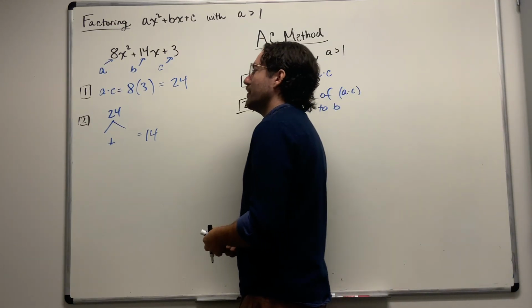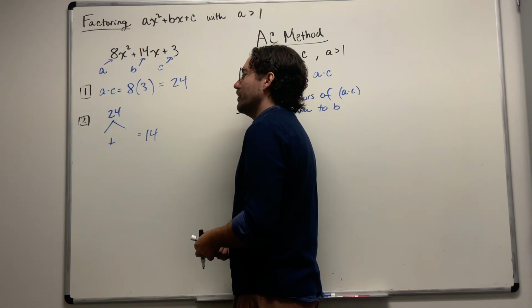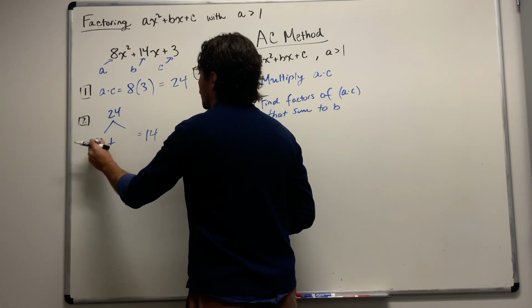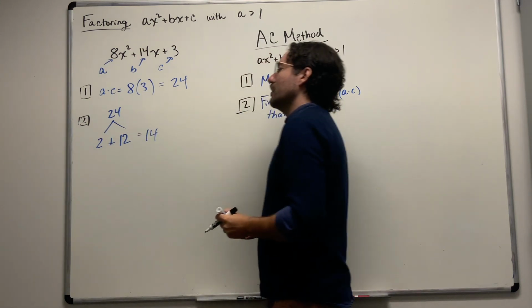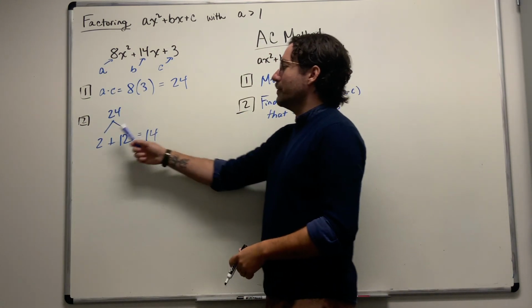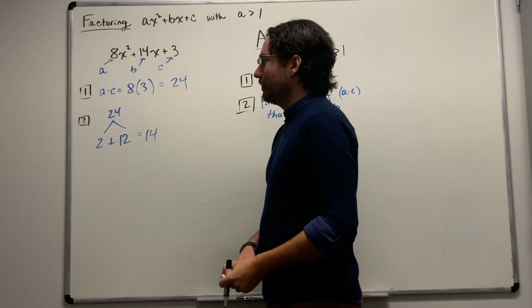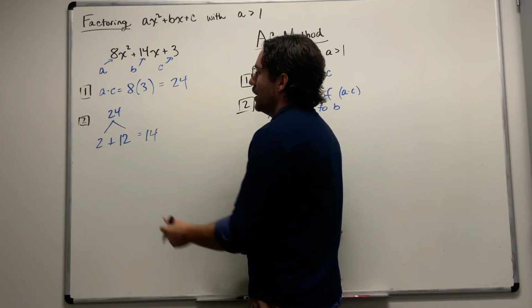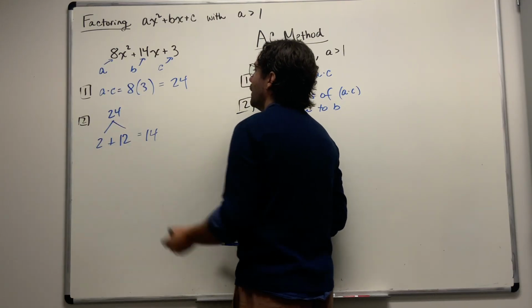Like 1 and 24, 2 and 12. So again, it might take a little bit of guessing and checking, but 2 times 12 is 24, 2 plus 12 is 14. You could have used 4 and 6, but that would have added up to 10. So these are the 2 numbers that we need.